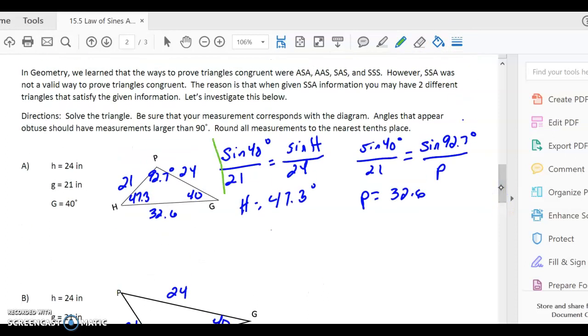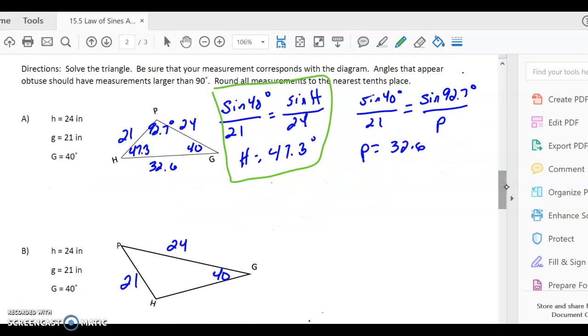We would have this work to start off. But because H has to be obtuse, we're going to make it 132.7 degrees. Then that's going to lead us to the other angle of P, which is 7.3 degrees.